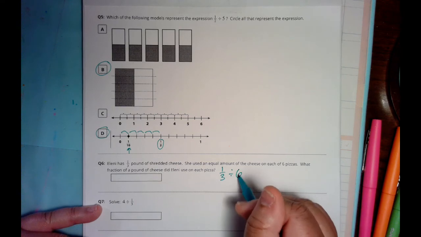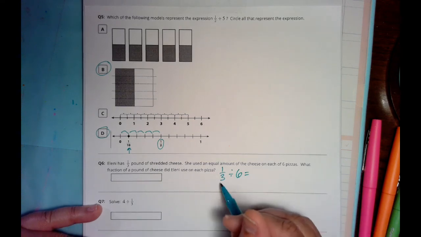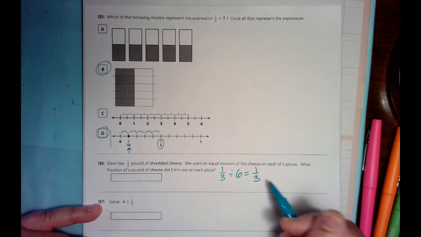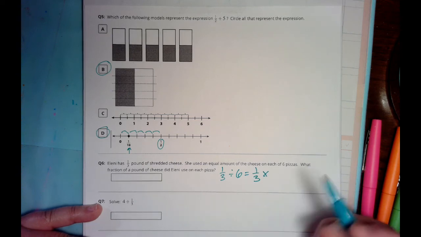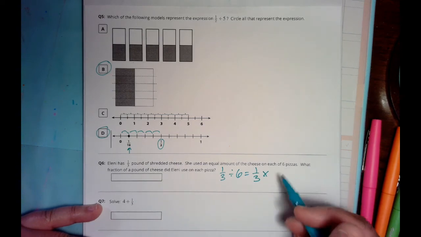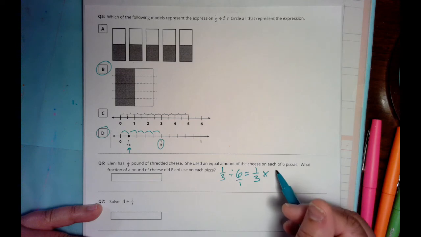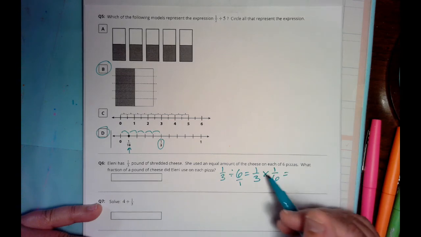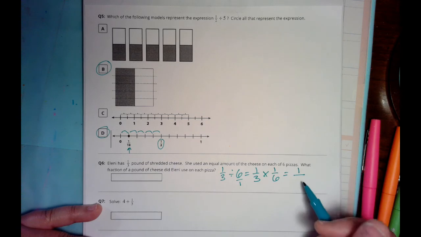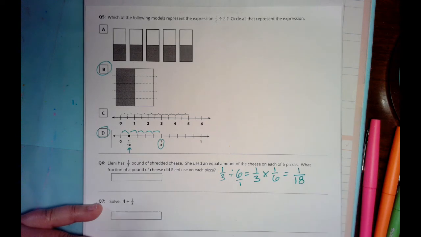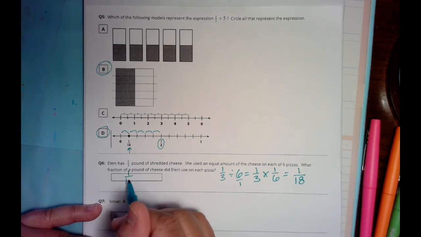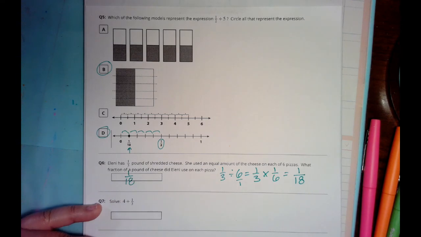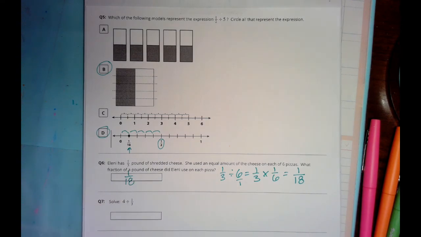Okay? Keep the first number, change the sign, and flip the second. So 6, which we know is 6 over 1, becomes 1 over 6. Now we multiply across. 1 times 1, 3 times 6. So we know that each pizza is going to have 1/18 of a pound of shredded cheese.